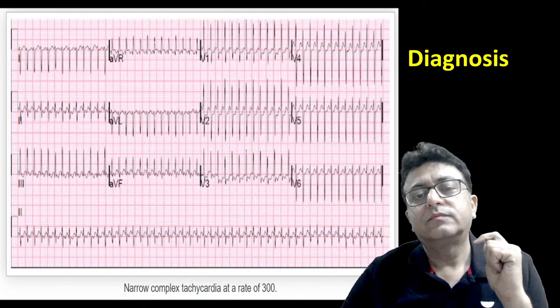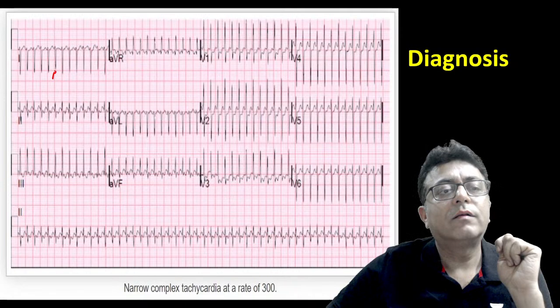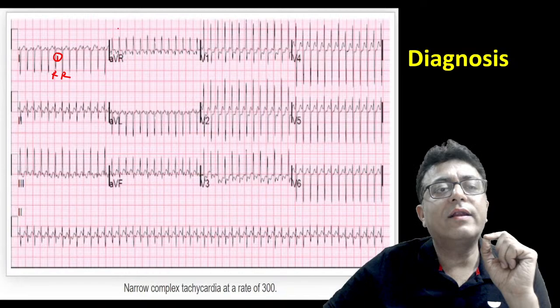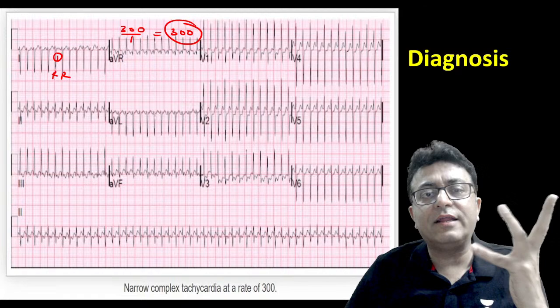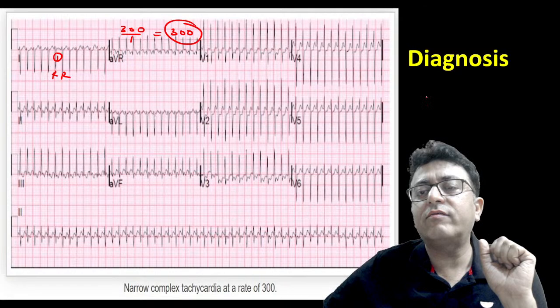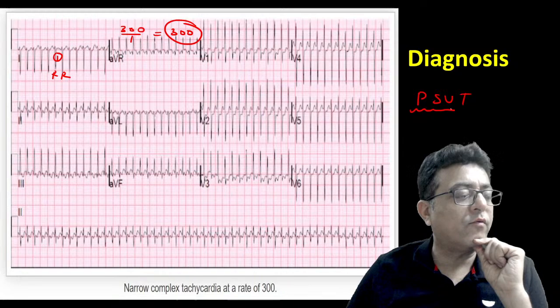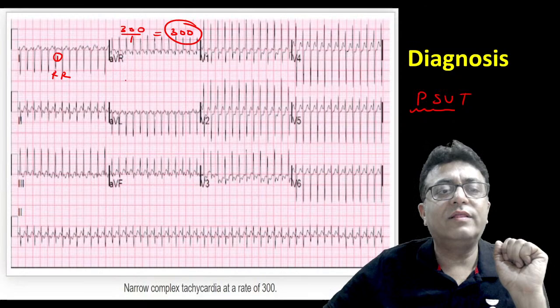So this R and this R, only one large square is there. So heart rate is 300 by 1, which is 300. In a 1 year old child, unless proven otherwise, heart rate more than 240 is PSVT, paroxysmal supraventricular tachycardia.